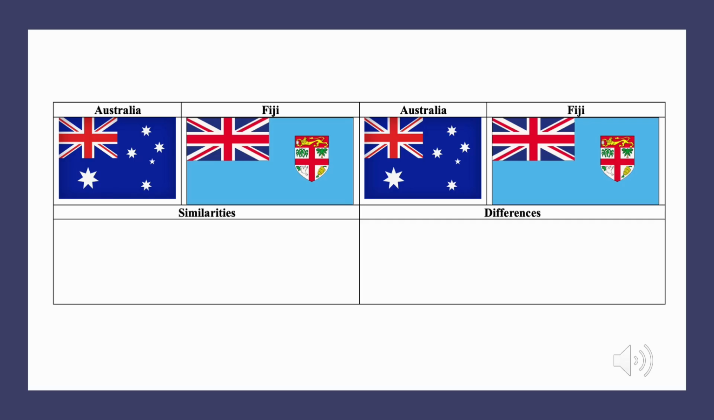When looking at the information on constructed features of Australia and Fiji, whilst engaging with the information, the teacher and the students could collaboratively develop T-charts of the similarities and differences.